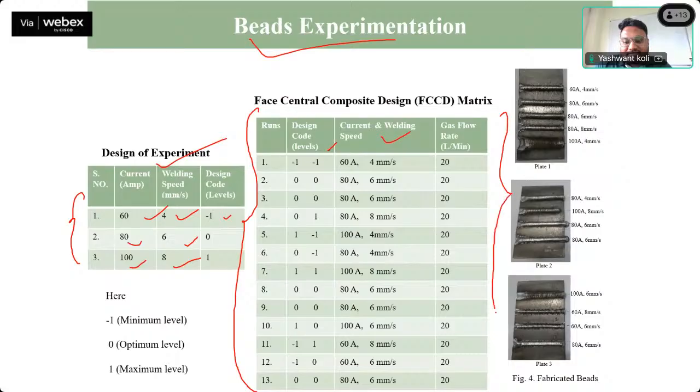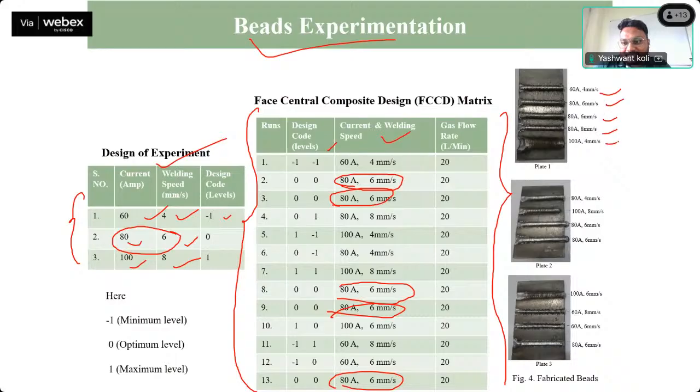So in this CCFCD design, the central value means this 80 and 6. This 80 and 6 will repeat almost 5 to 6 times. You can see 80 and 6, 80 and 6. So the central value will be repeating itself 5 times at least. Yeah, it is 5 times in these 13 experiments. So he has done it. All the experiments have been done at different process parameters.